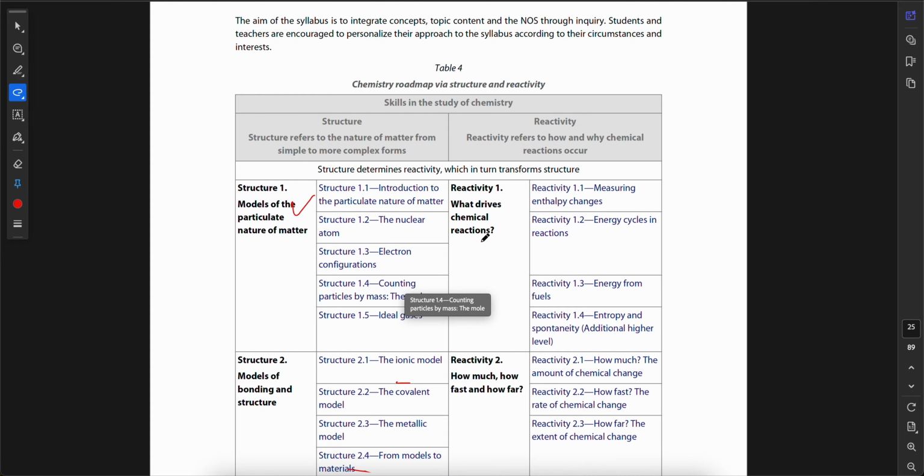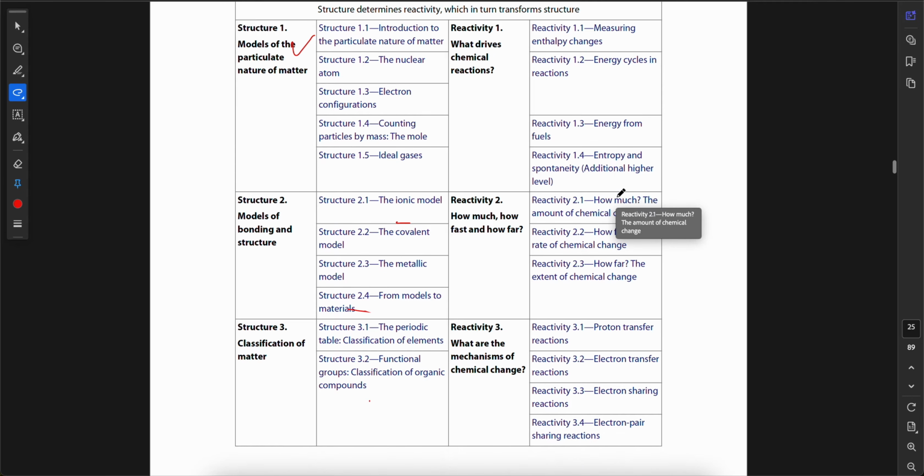Then Reactivity 1 focuses on enthalpy changes, energy cycles, energy from fuels, and entropy's role in spontaneity, highlighting energy transformations in chemical reactions. And Reactivity 2 examines the amount, rate, and extent of chemical change, focusing on how much reactants are consumed, how quickly reactions occur, and the completeness of the reaction.